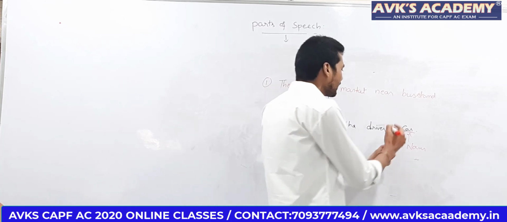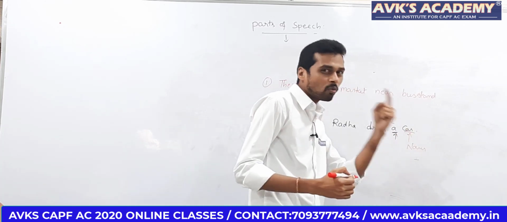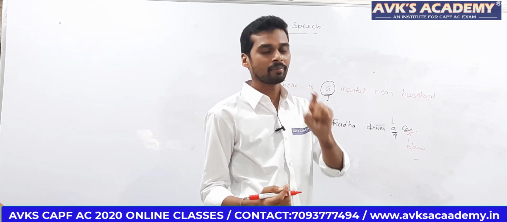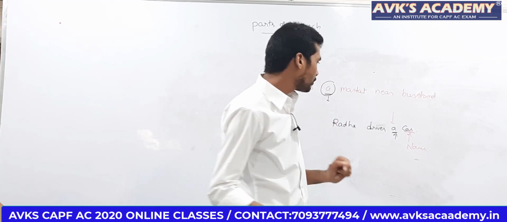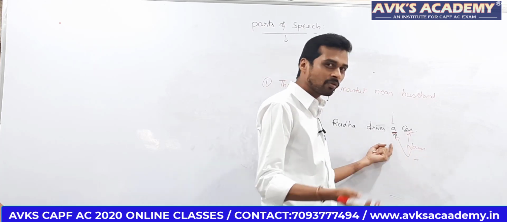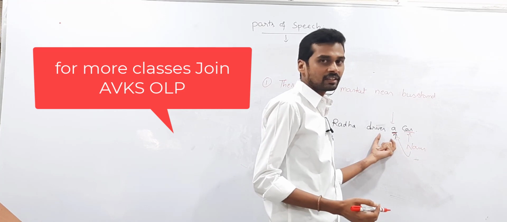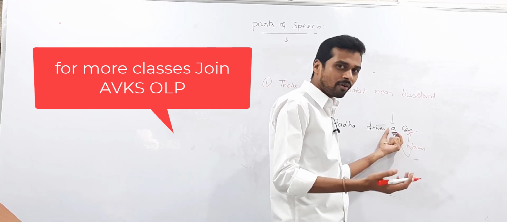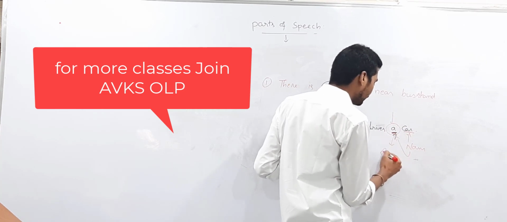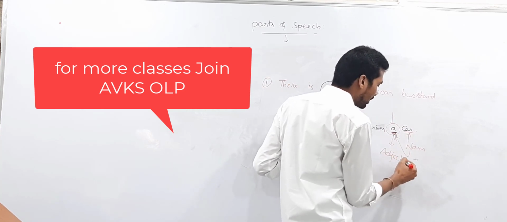That means he specifically mentioned one car, isn't it? A means one car. Which means A is describing what? The noun only. You are adding extra information to the noun. That's why A becomes an adjective. Please remember, this is very, very important.